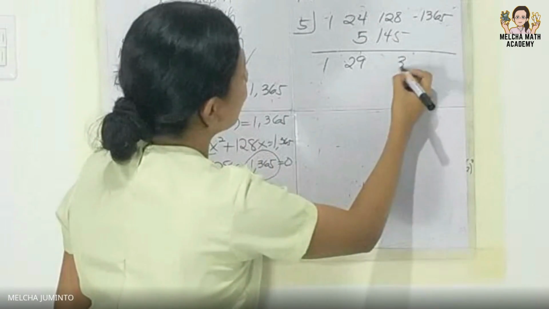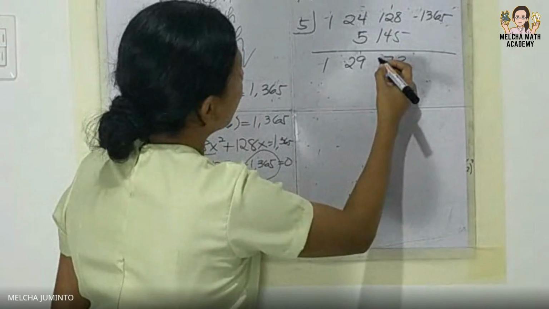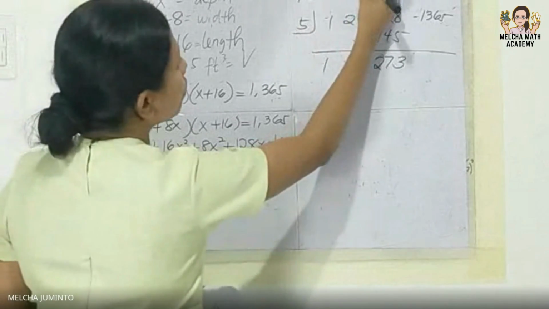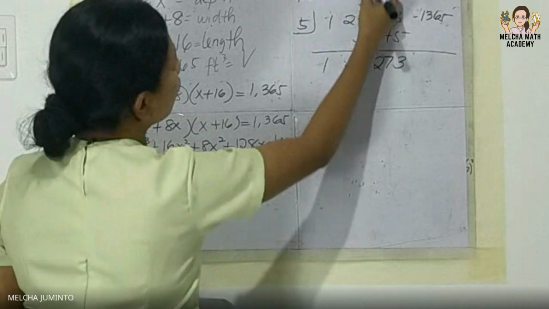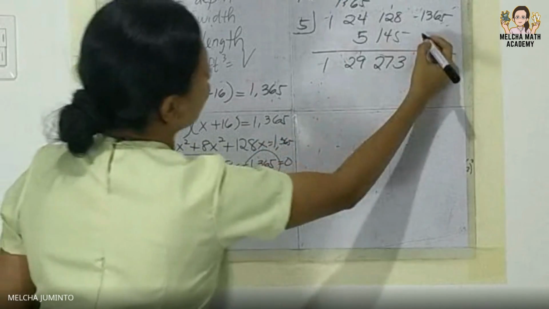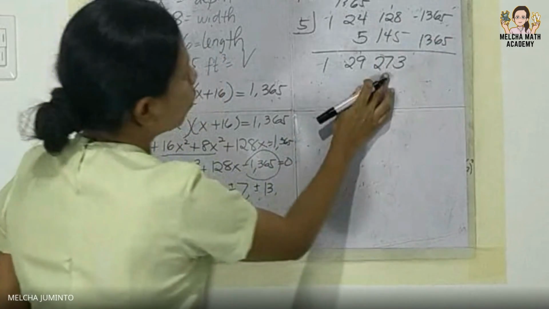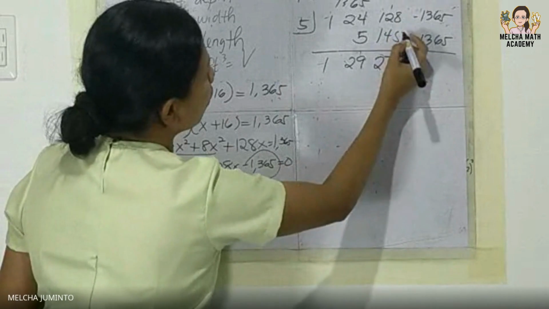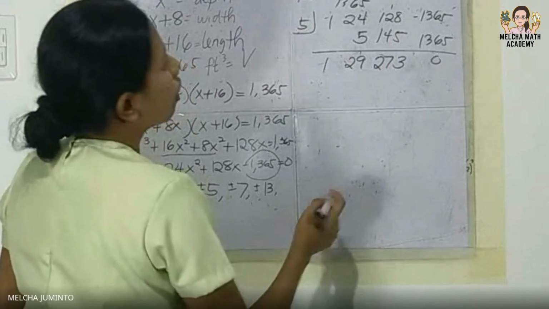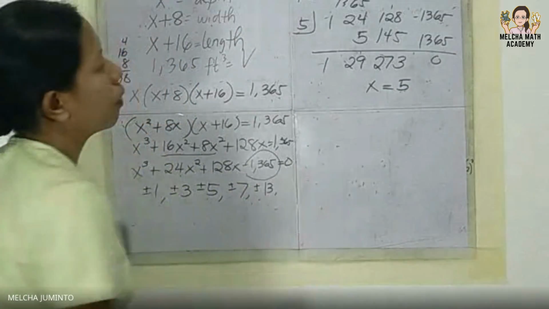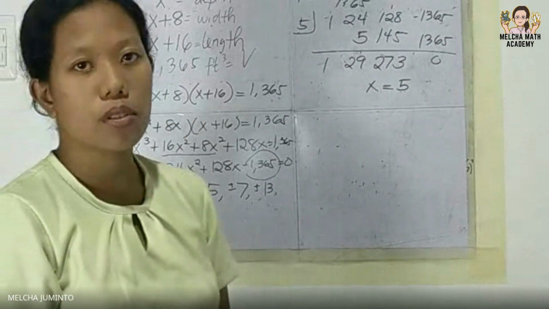We have 13, 7, 2. 273. And then multiply again. 273 times 5. 1365 is the answer. 273 times 5 is 1365. And then add 0. That proves that x equals 5, or 5 is one of the roots.